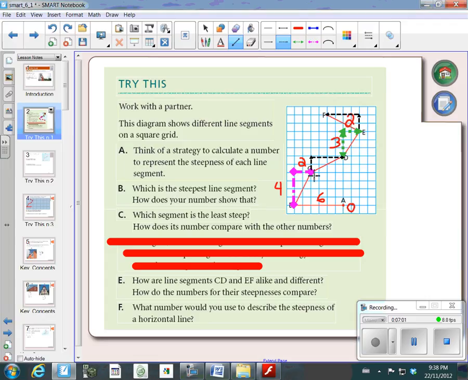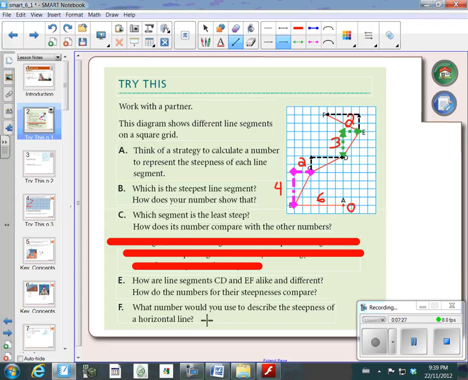How are they different? Well, they're different because CD goes up to the right. EF goes up to the left. They go in a different direction, even though their steepness appears to be the same. They both are up 2 over 5, but one goes to the right and one goes to the left. How do the numbers for their steepness compare? Well, we just said they're the same steepness.